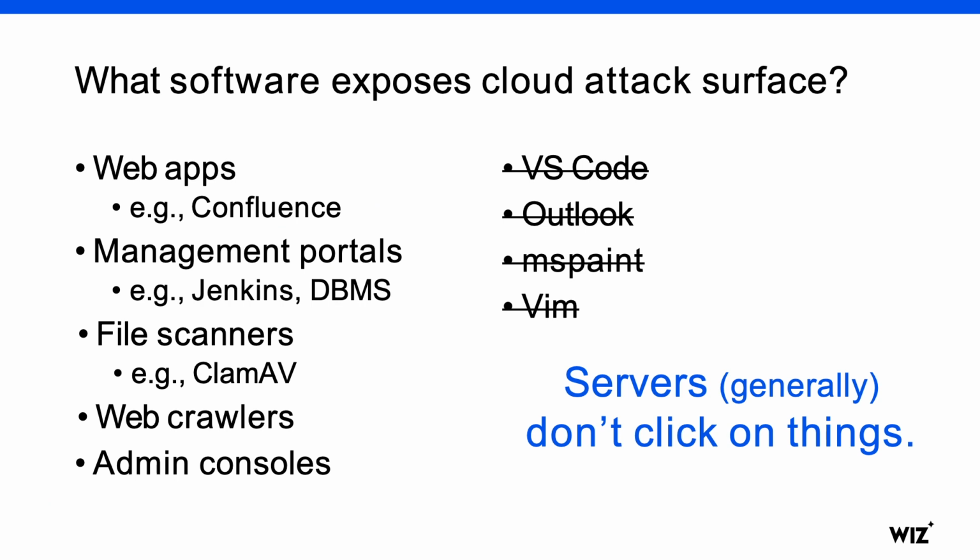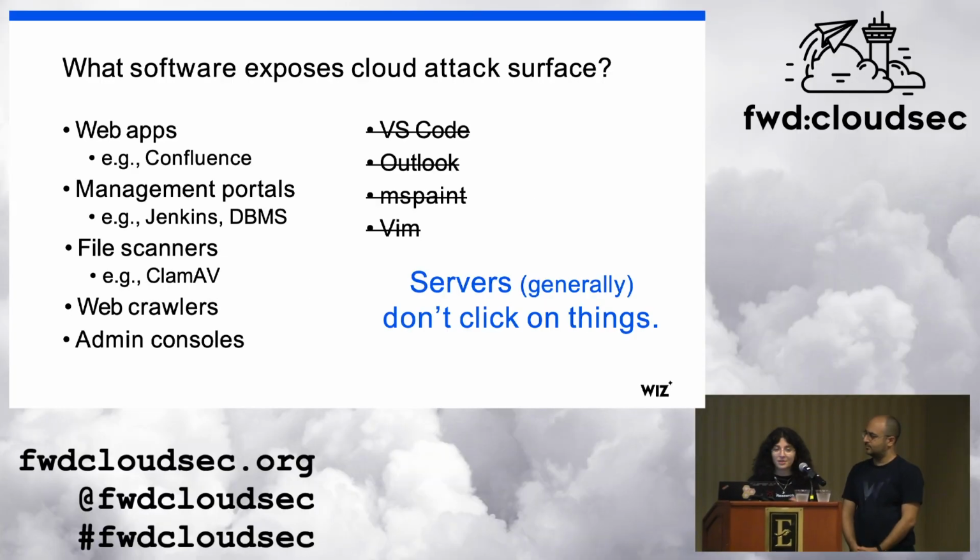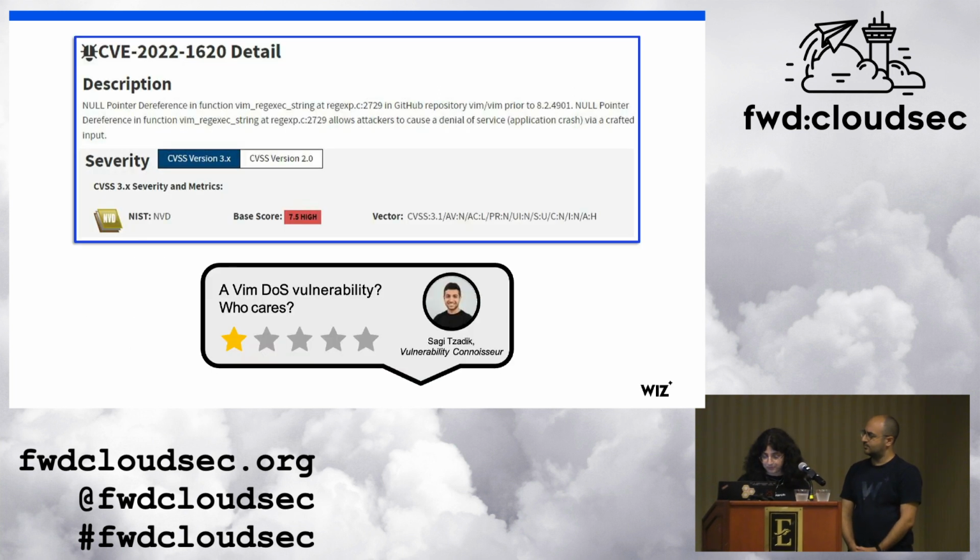So which of these technologies actually expose attack surface in the cloud? Or more precisely, which don't expose attack surface? There are a lot of cool vulnerabilities in Outlook and Office that get a lot of traction online, but they usually require some sort of user interaction. And generally speaking, servers don't click on things, so they wouldn't fall for phishing, for example. But other non-user-interaction vulnerabilities would be more interesting to us.